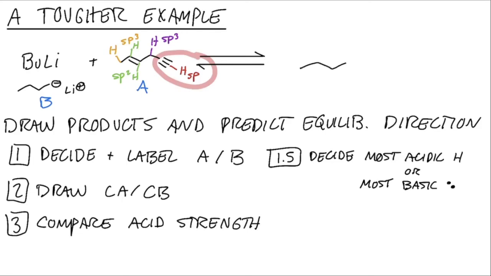With our most acidic proton decided on, now we can finally go about drawing our conjugate acid and conjugate base. We can see the butane chain, which was our base, has picked up that red hydrogen and now become our conjugate acid. By extension, then the alkyne anion is our new conjugate base.